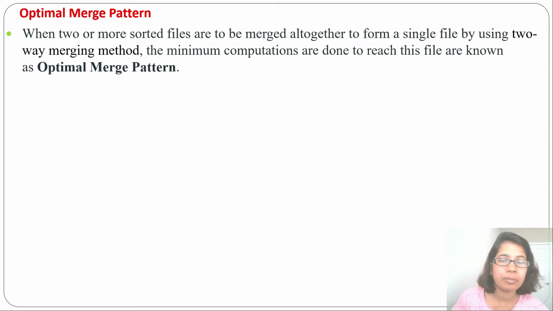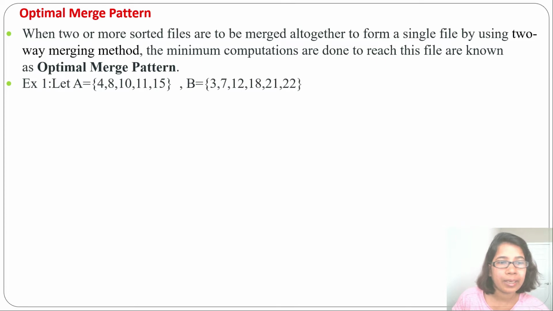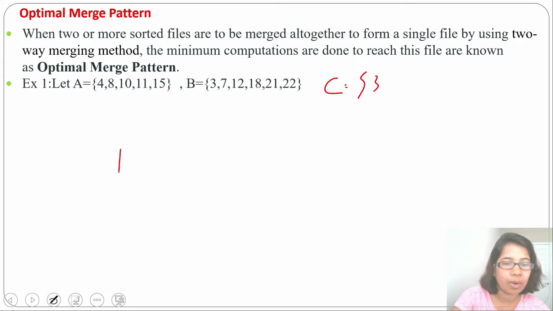In two-way merging, we'll merge two sorted files. File A already sorted, file B already sorted. Now I will merge these two files and create another new file. Let new file equal C. So I'll compare 4 with 3. 3 is lowest, so I move 3. Next I will compare 4 with 7. 4 is lowest, I'll move 4. Next I will compare 7 with 8. 7 is lowest, I'll move 7. Next I will compare 8 with 12. 8 is lowest, I'll move 8.